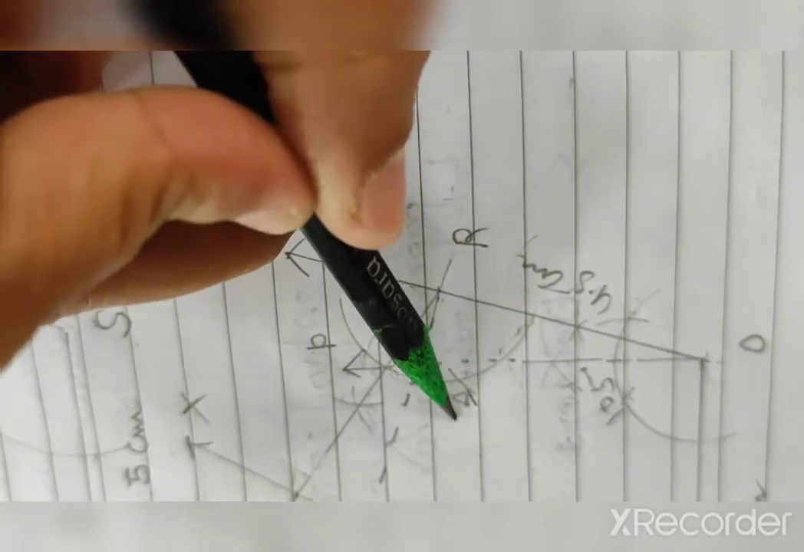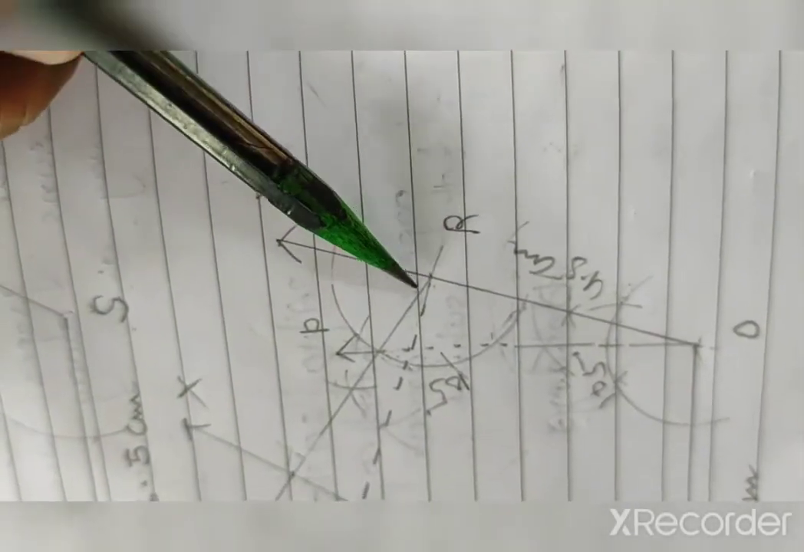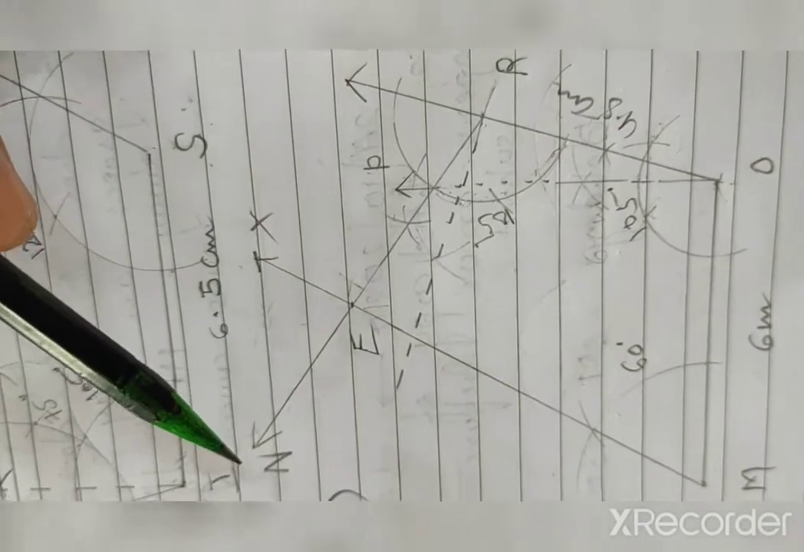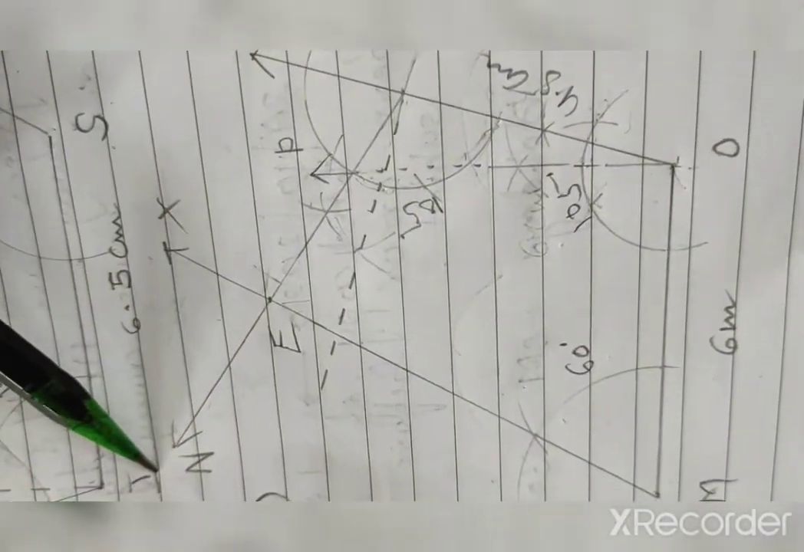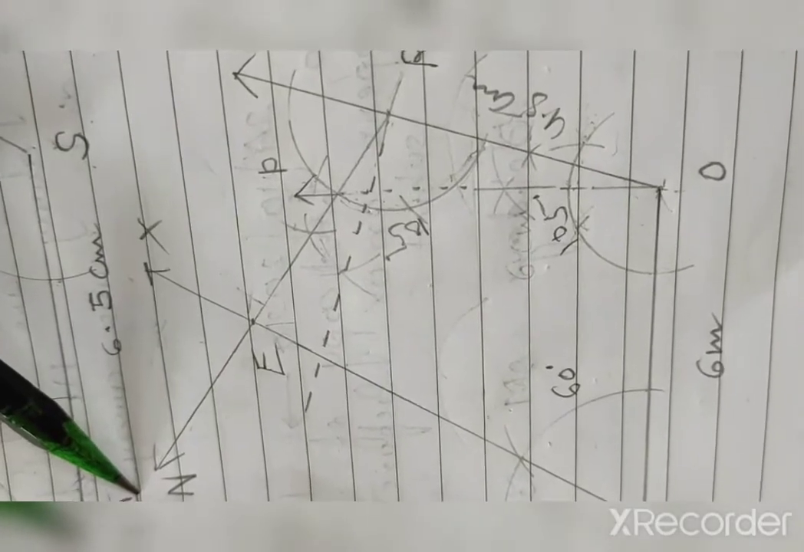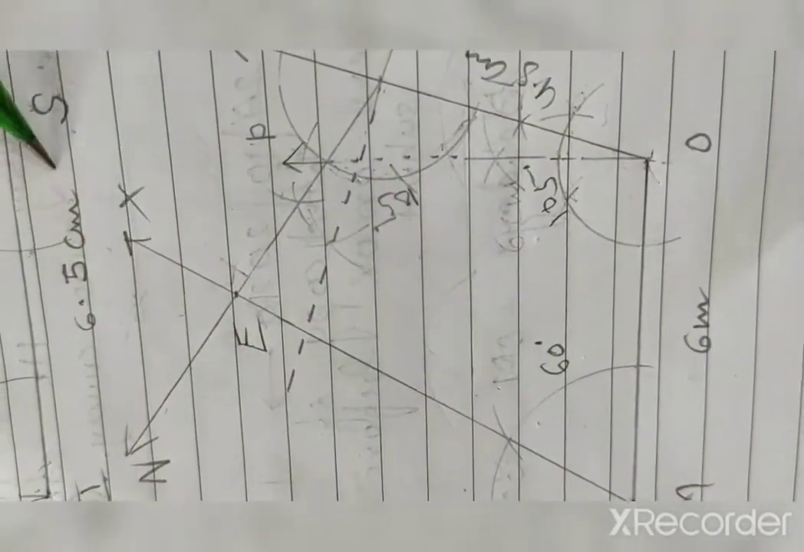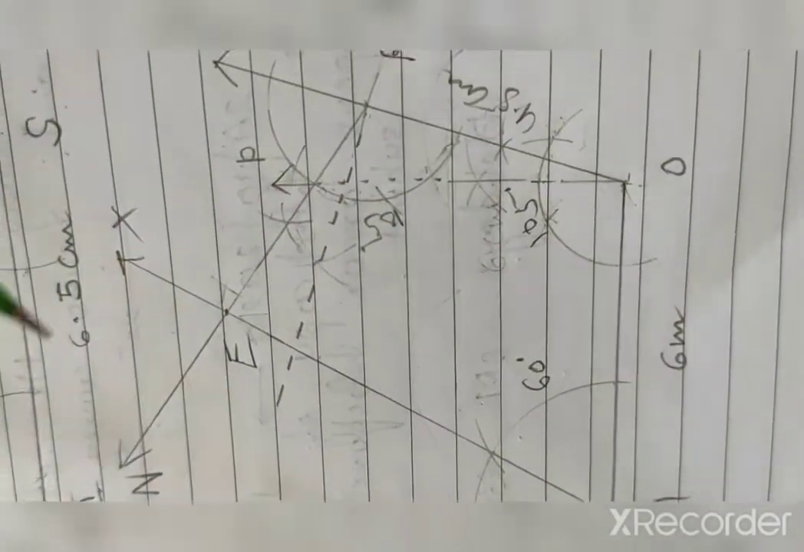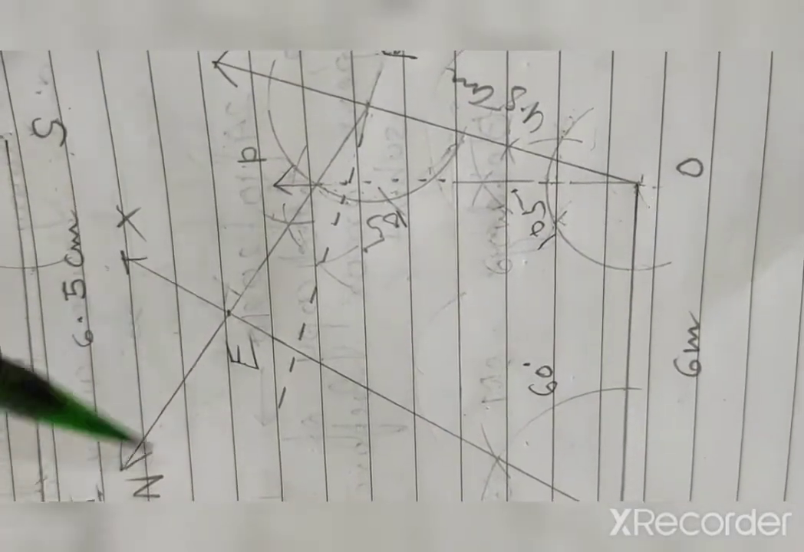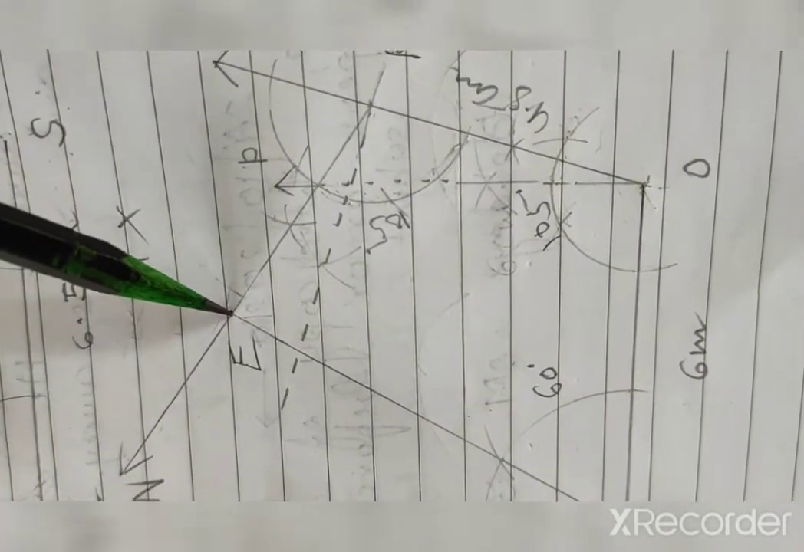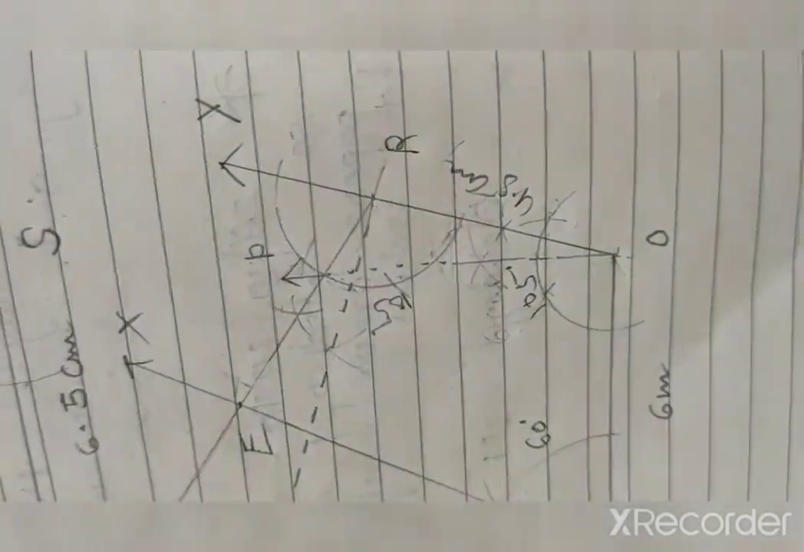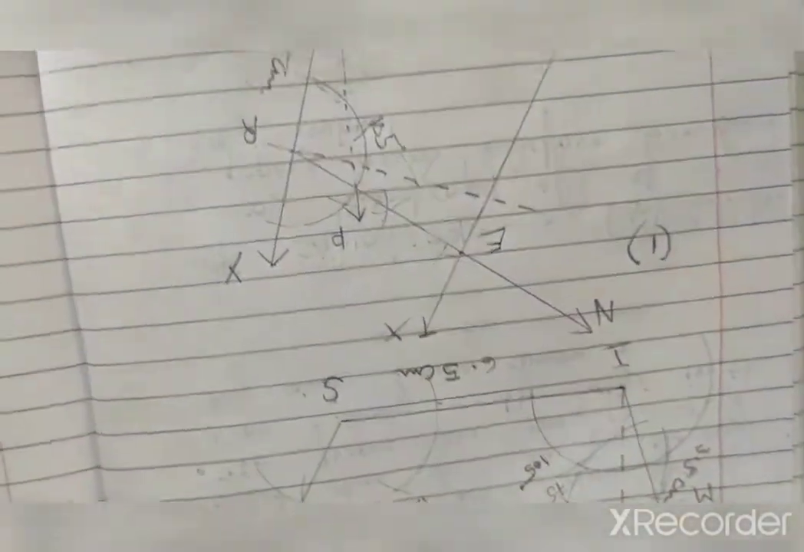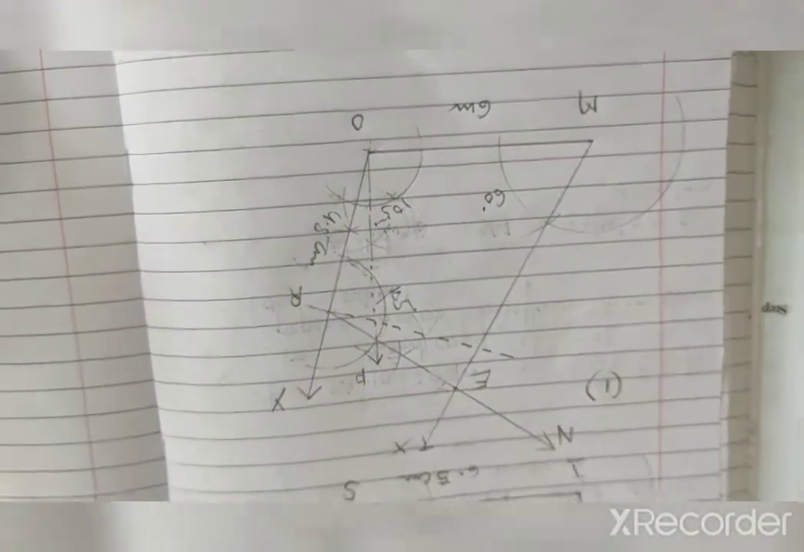Now what you will do, you will extend this ray. RZ, the ray you are getting, and extend this ray MX also. Both the rays will intersect at a point E. So MORE is your required quadrilateral. You can see in this way.